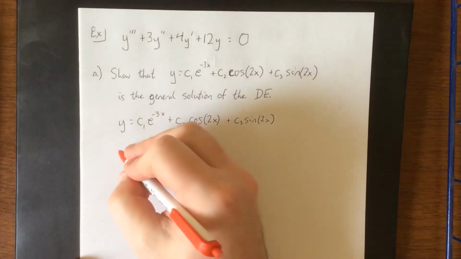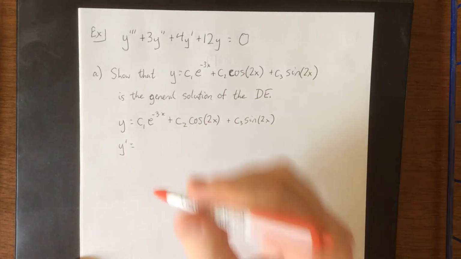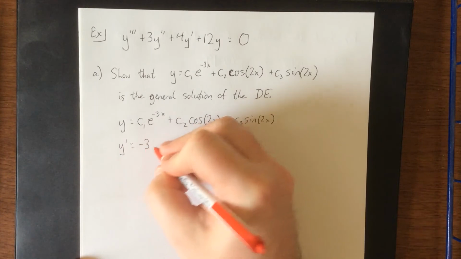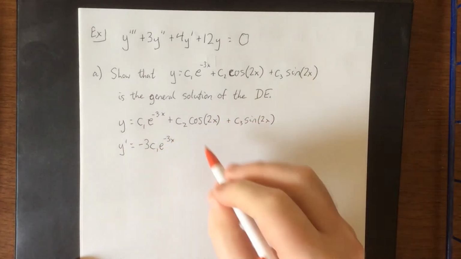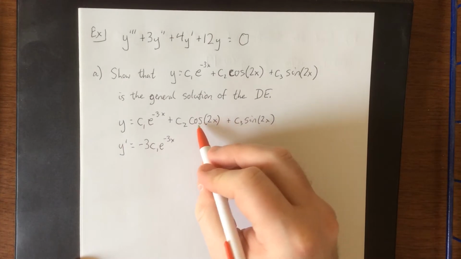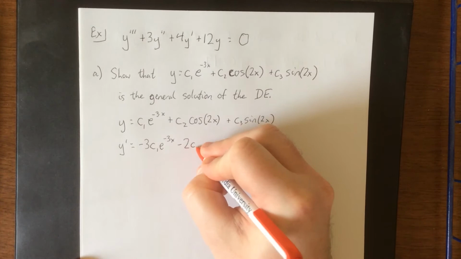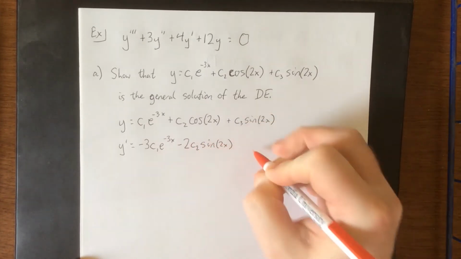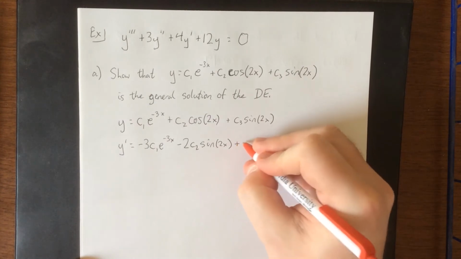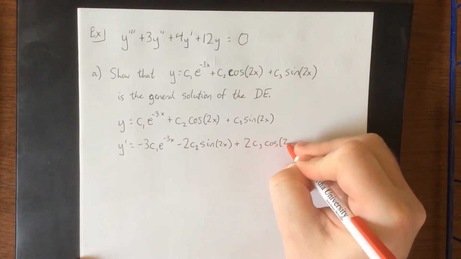Let's start by taking a first derivative. The chain rule is going to be in play for all three of these. For the first one, this will be negative 3 c1 e to the negative 3x. Derivative of cosine is negative sine, and the chain rule gives us an extra factor of 2. So that'll be minus 2 c2 times the sine of 2x. And similar to the last one, this one will be 2 times c3 times the cosine of 2x.